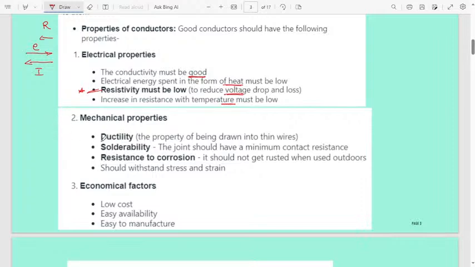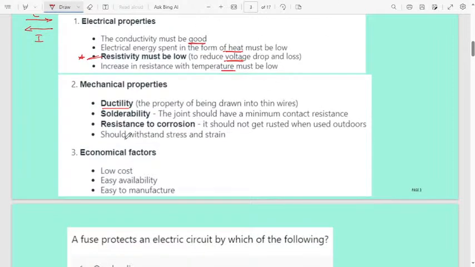This one is very easy. Ductility means the property of being drawn into wires. You can convert a metal into a thin wire. That property we will consider as ductility. Next one, solderability. The joint should have a minimum contact resistance.